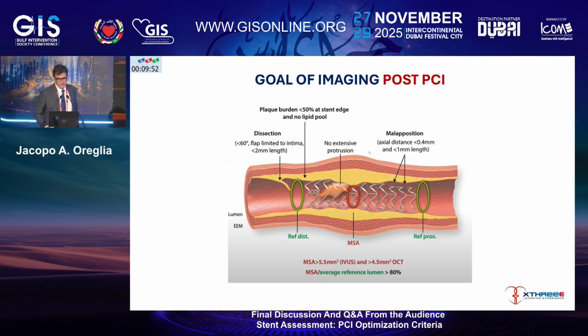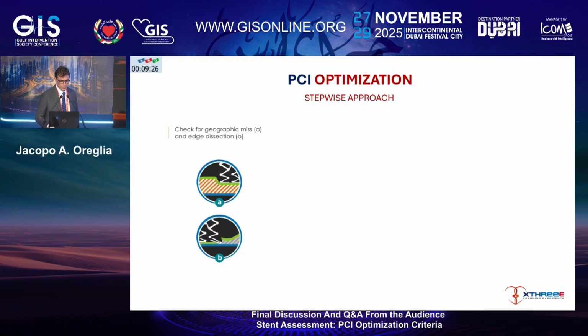Again, this is a very old image that you probably know, but it takes into consideration the most important things we have to evaluate with imaging after PCI. So the presence of dissection, the presence of residual disease, the presence of tissue protrusion or stent underexpansion or malapposition, and also the minimal stent area, which is what we were talking about a few seconds ago.